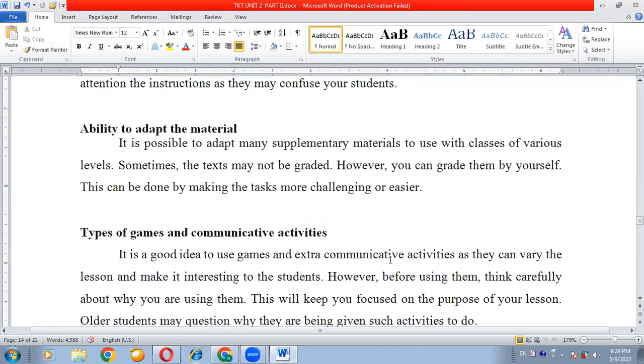Ability to adapt the material. It is possible to adapt many supplementary materials to be used with classes of various grades. Sometimes the text may not be graded. However, you can grade them by yourself. This can be done by making the task more challenging or easy.